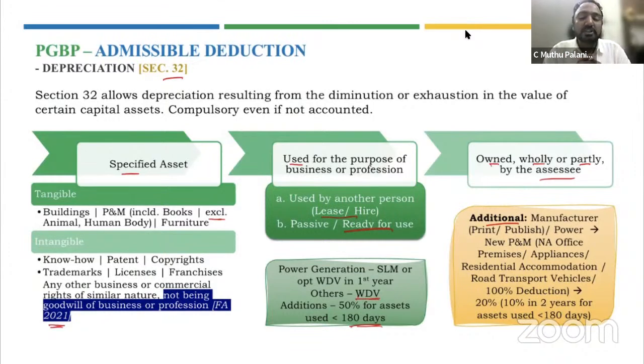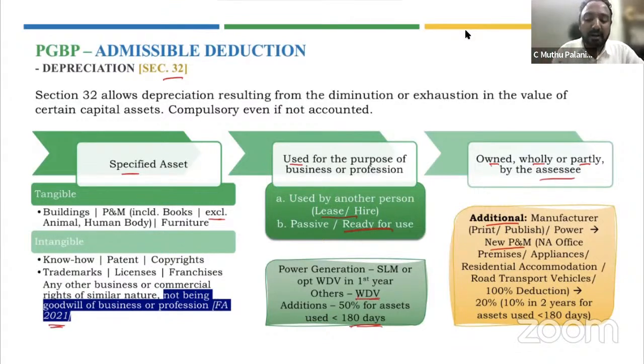What is the additional depreciation? It is eligible for new plant and machinery. So it's a new plant and machinery which is not purchased for office premises. Any plant and machinery for office is not allowed. It must be for factory. And any electronic appliances are also not allowed. Air conditioner, refrigerator, all that is also not covered. Anything purchased for a residential accommodation, guest house or something, is also not covered. Any road transport vehicle, RTV, is also not covered.